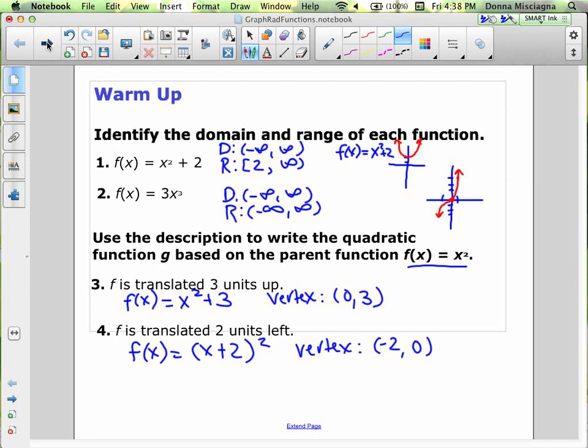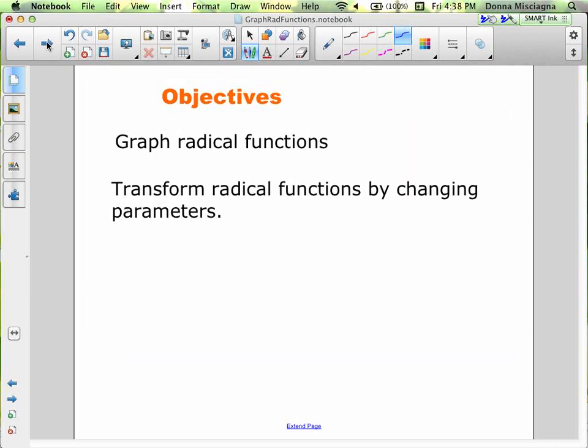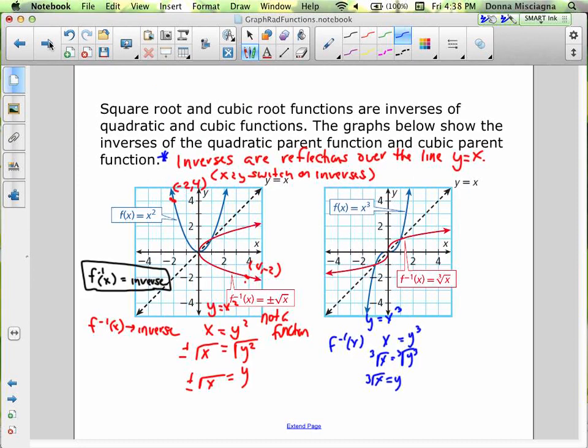We're going to talk about, very briefly, radical functions, and specifically square roots and cube roots. So we're going to be graphing square roots and cube roots. And we're also going to be transforming those radical functions by changing the parameters. We're going to add something to the function or subtract something or multiply something to the function and change it a little bit. In the first part though, we're just going to graph our basic parent function.